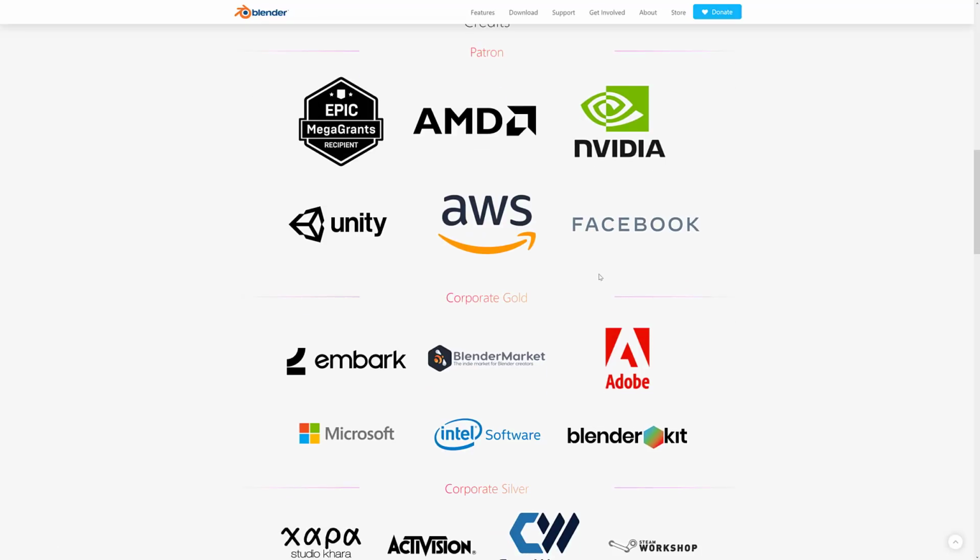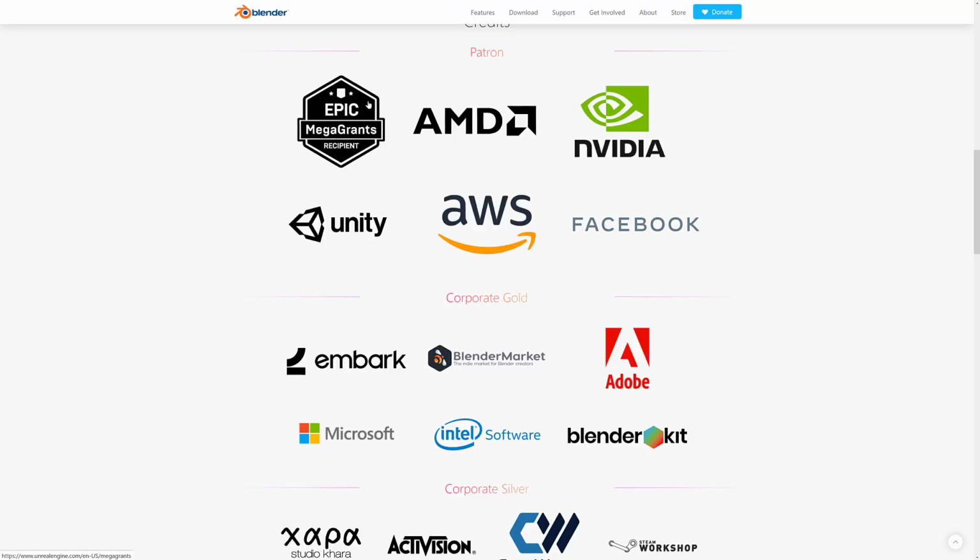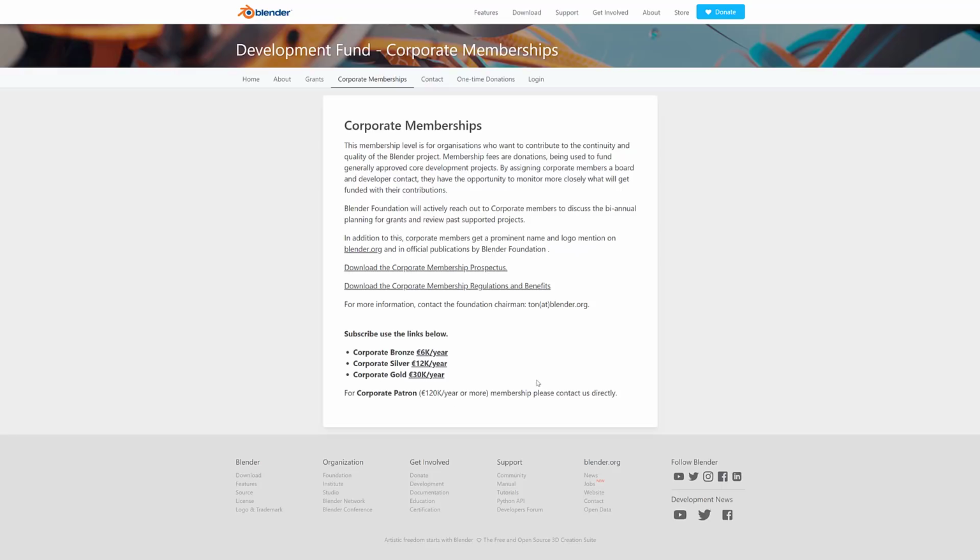Anyways, you can see there are a number of supporters behind the Blender project, and they joined in at the patron level. So what does patron mean? Well, this is a kind of a minimum tier. So here are the corporate membership levels. At bronze, you're dedicating 6,000 euros per year. Corporate silver is 12,000 euro. Gold is 30,000 euro. And then for patron, it's 120,000 euro per year or more. So again, as I mentioned earlier on, when it came to Epic Games, this was a $1.2 million grant. So we don't know specifically how much money the Blender Foundation just got from Apple, but we do know it is at least 120,000 euro.